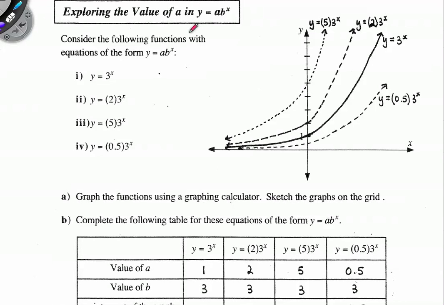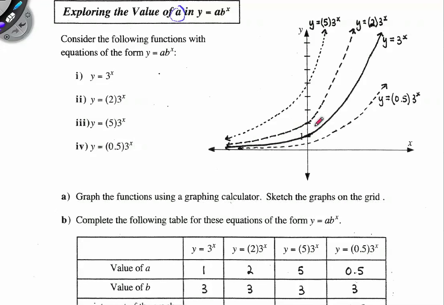So picking up where we left off in part 1 of this lesson, this section is exploring the value of A. We were exploring the value of B just a moment ago and how it affected the exponential growth or decay. Notice we're using different values of A, let's try 3 for example as a base. So A here is actually 1. Here A is the multiplier, 2, then 5, and then a half, or 0.5. So we have the graphs over here.